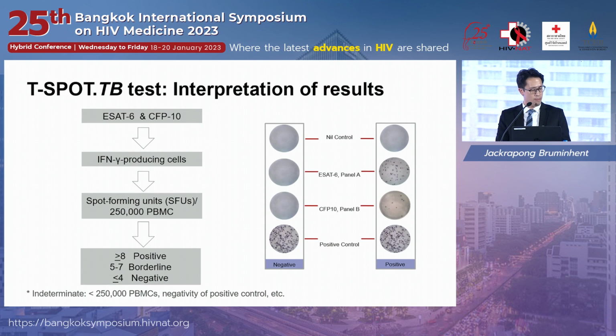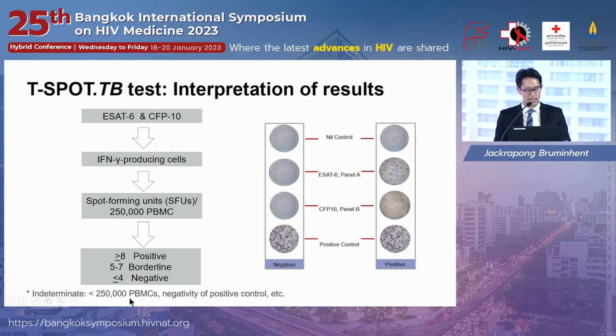If you call the borderline a negative, the patient loses the opportunity to be on the right medication to prevent LTBI. So borderline is in between. What you should do for a borderline result is probably repeat this test in the next few weeks, make a decision later, and closely monitor these patients.